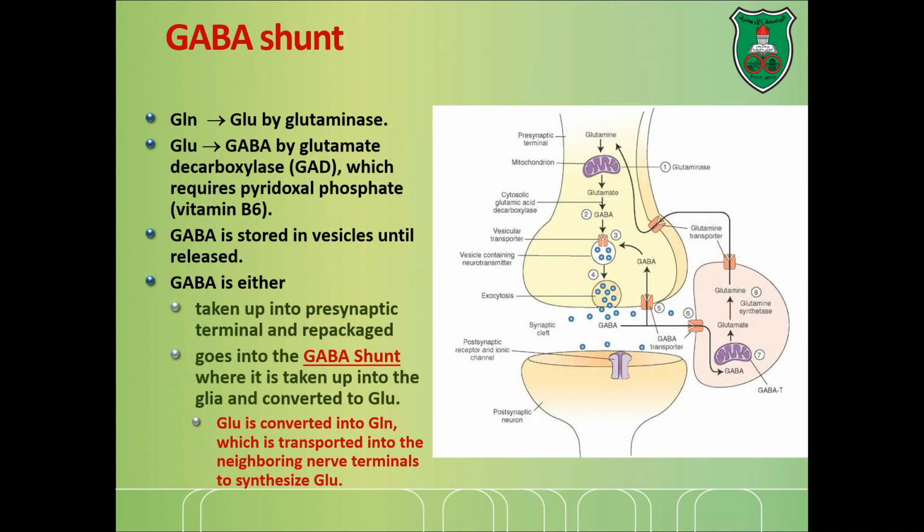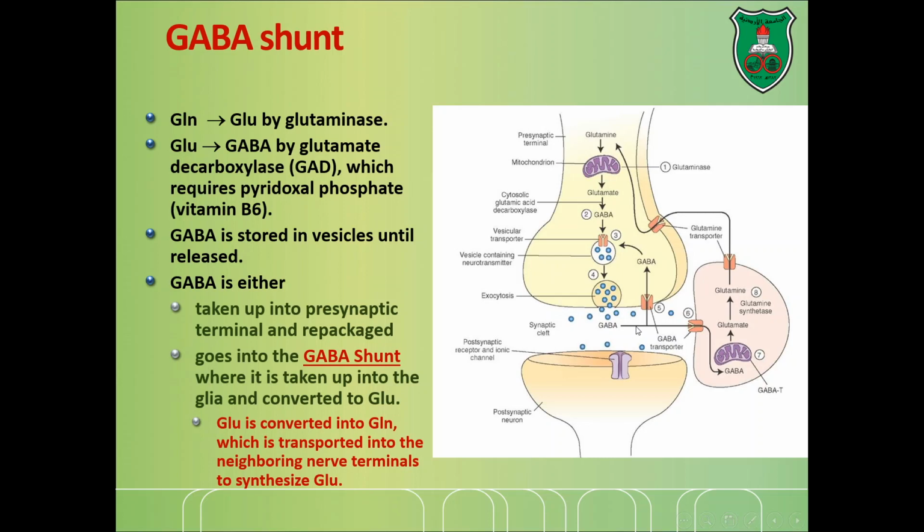So this is how GABA is synthesized. Again, glutamine is converted to glutamate by glutaminase. Glutamate is converted to GABA by an enzyme known as glutamate decarboxylase. Again, this is a decarboxylation reaction. It requires vitamin B6 or pyridoxal phosphate. Now GABA is stored in vesicles and it is released.